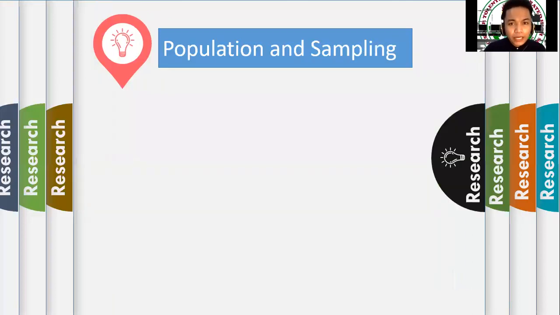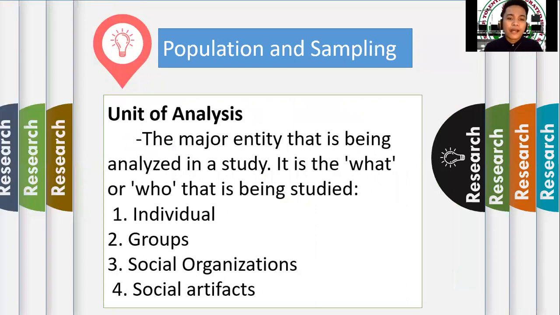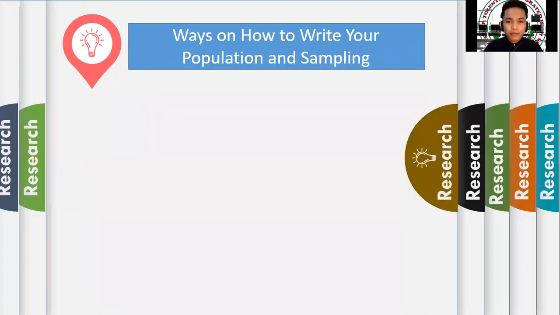Next, it's the population and sampling. Unit of analysis is the major entity that is being analyzed in a study. It is the what or who that is being studied. So unit of analysis is also known as participants, no? This unit of analysis will identify what class it is: is it an individual, a group, a social organization, or a social artifact? This unit of analysis will help us answer your research questions.